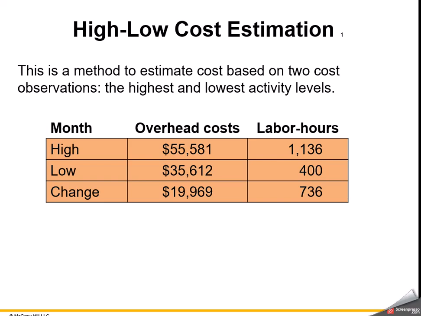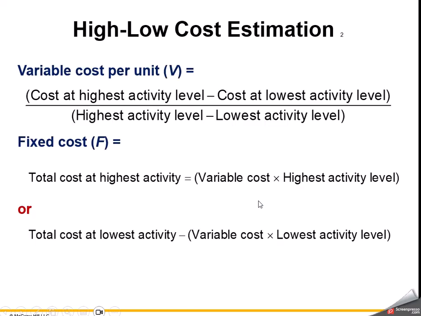Like I said, there's a couple different methods. High-low method is one. What you do is you take your high and your low, calculate the change, and that's going to give you the estimate of what it is per hour. So again, the cost at the high level minus the cost at the low level, and then the high activity, like the direct labor hours or whatever it is, minus that low activity.